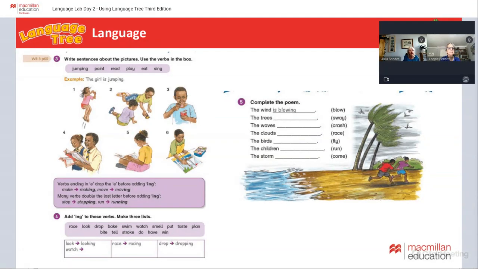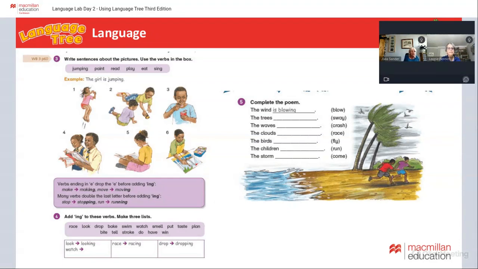Note the progression here, because now they're having to do something more difficult. They are having to put the sentence together. They are given the verbs in the box, but they have to combine it with what was the girl, the boys, and so on, and the correct helping verb.